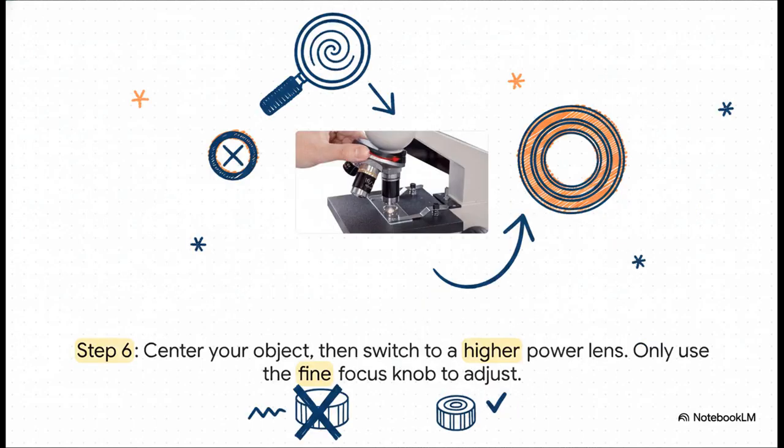So you want to zoom in for a closer look? Simple. First, make sure the specific thing you want to see is right in the dead center of your view. Then, you can carefully rotate the nose piece to the next highest objective lens. And here's the cool part. If you focus right the first time, the image should still be nearly in focus. You'll only need a tiny little tweak of the fine focus knob to bring it back to perfect clarity. And whatever you do, never, ever touch the coarse knob when you're on high power.